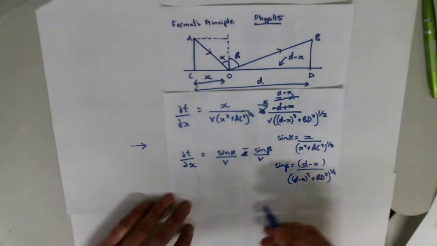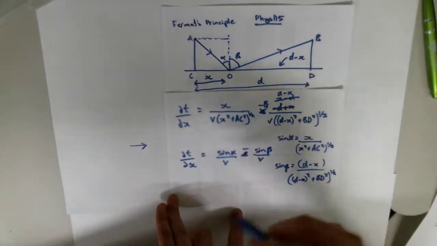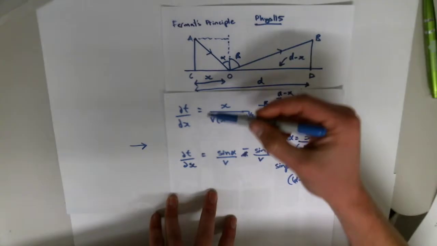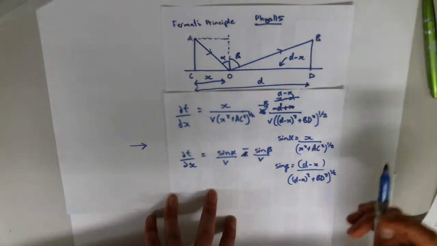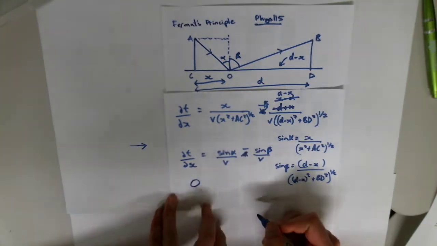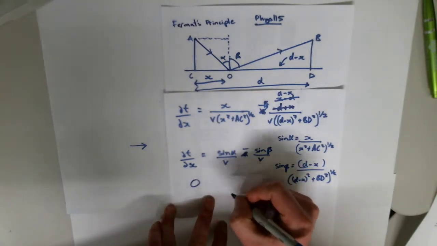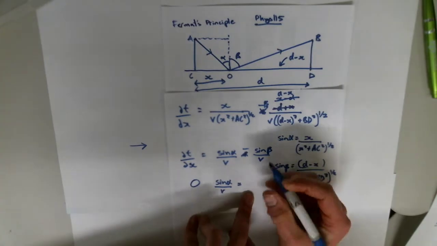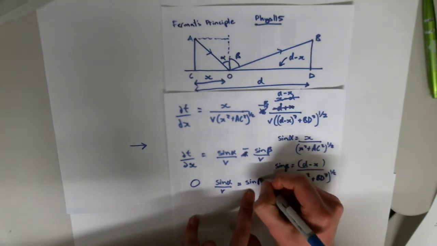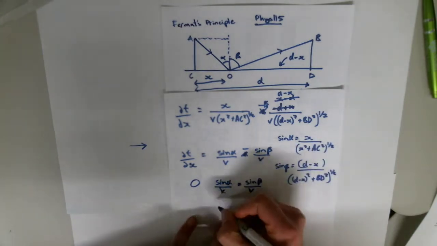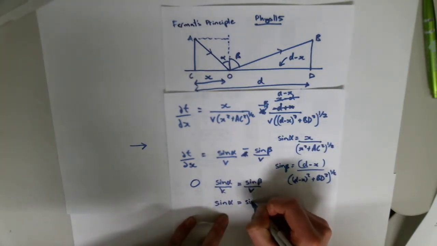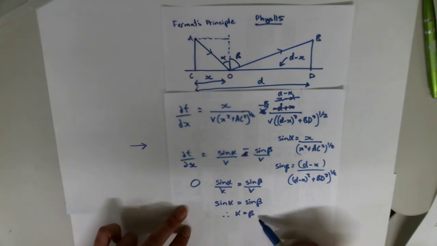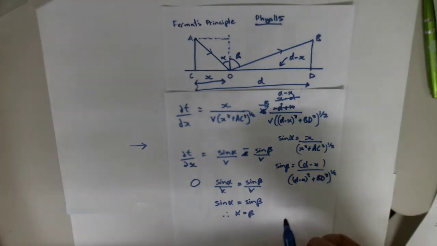The point of this, though, was to solve this expression for alpha and beta, or for x and d, when it's equal to 0, because that will give us the minimum time it takes light to travel from A off the surface and then back to B. So if we set this expression equal to 0, what you can see is that for it to be equal to 0, we have to have sine alpha over v equal to sine beta over v. The v's cancel, we have to have sine alpha equals sine beta. Therefore, alpha equals beta, and the angle of incidence is equal to the angle of reflection, and our proof is done.